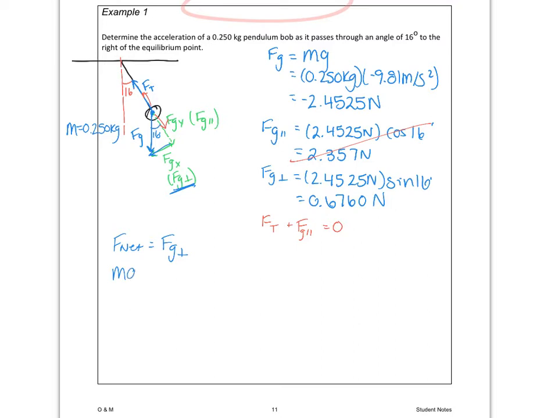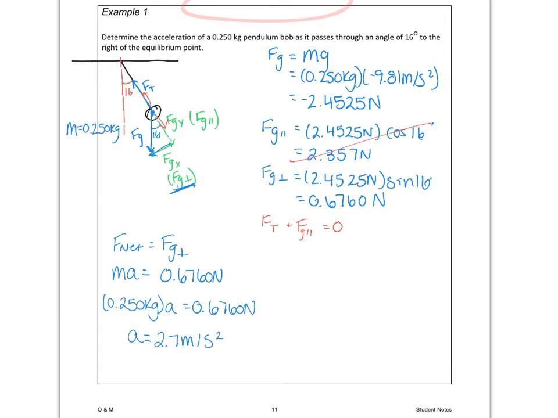F net is mass times acceleration. And Fg perpendicular was 0.6760 newtons. So we're going to sub in for our mass times our acceleration. And we should find that our acceleration is 2.7 meters per second squared.